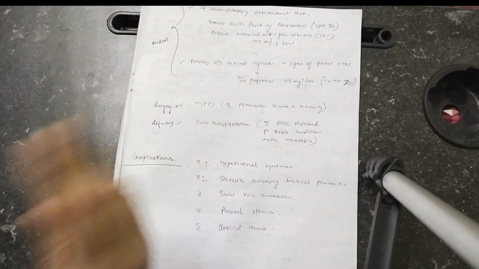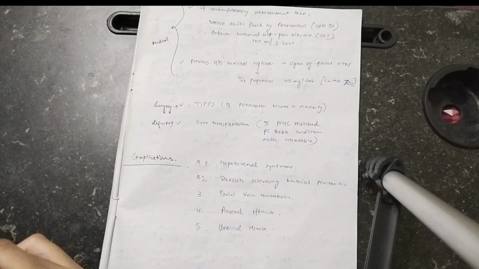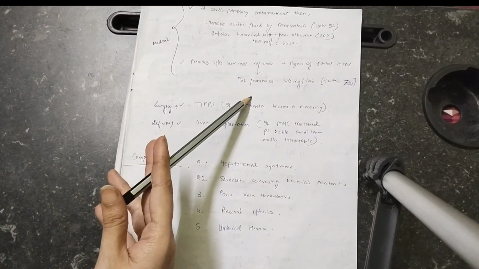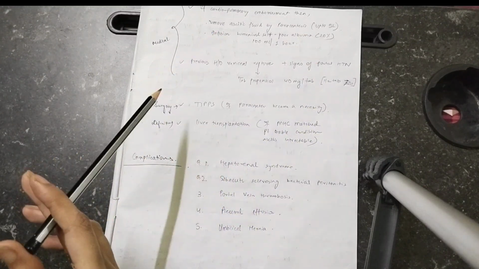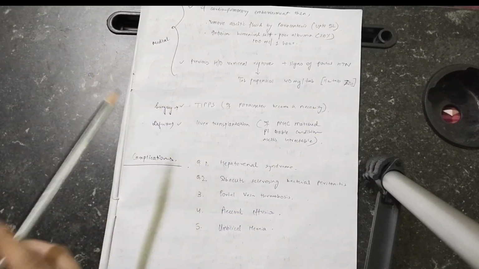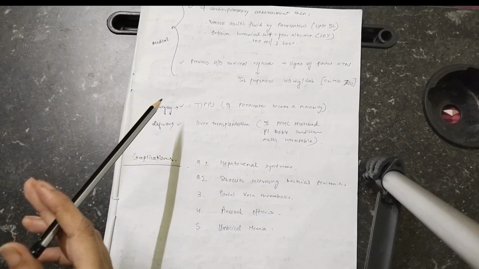If there is cardiopulmonary embarrassment, then you can remove the ascitic fluid by paracentesis because the fluid has become too much. If there are signs of variceal rupture, you can give propranolol, 40 mg tablet, half tablet TDS, that is thrice a day. In surgery, you have TIPS, and in definite management, you have liver transplantation because the liver is going towards failure.